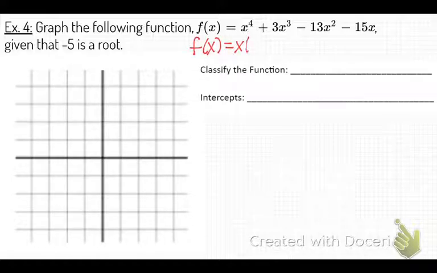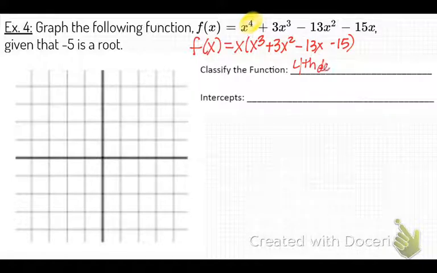Okay, so I have x times x cubed plus 3x squared minus 13x minus 15. But Diego says that the degree is 4. Do we still agree with that? Is the degree 4? Let's look at our original degree. Is it 4? Yes, so then it is 4th degree. Even though I have a GCF and I factored it out, there are still up to x to the 4th power. So this is a 4th degree. And what else do we call 4th degree? Quartic. Good.